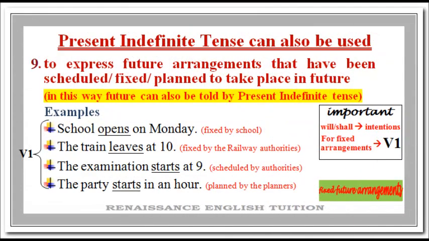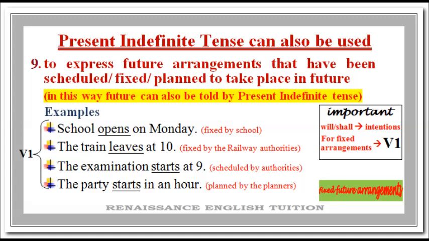Now let us talk about the 9th point, which is very important to know. Present indefinite tense is also used to express future arrangements that have been scheduled or fixed or planned to take place in future by any organization or authority in power. Let us discuss some examples.